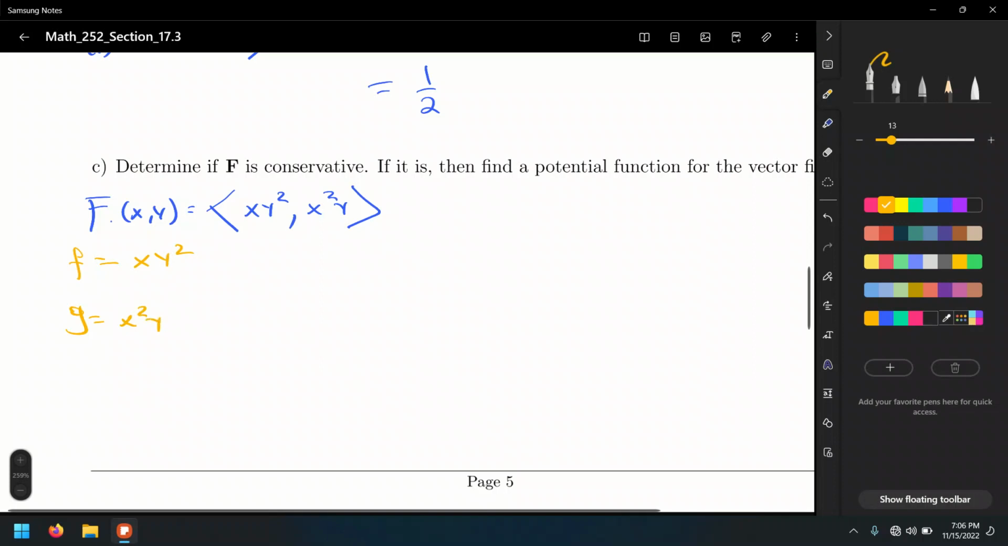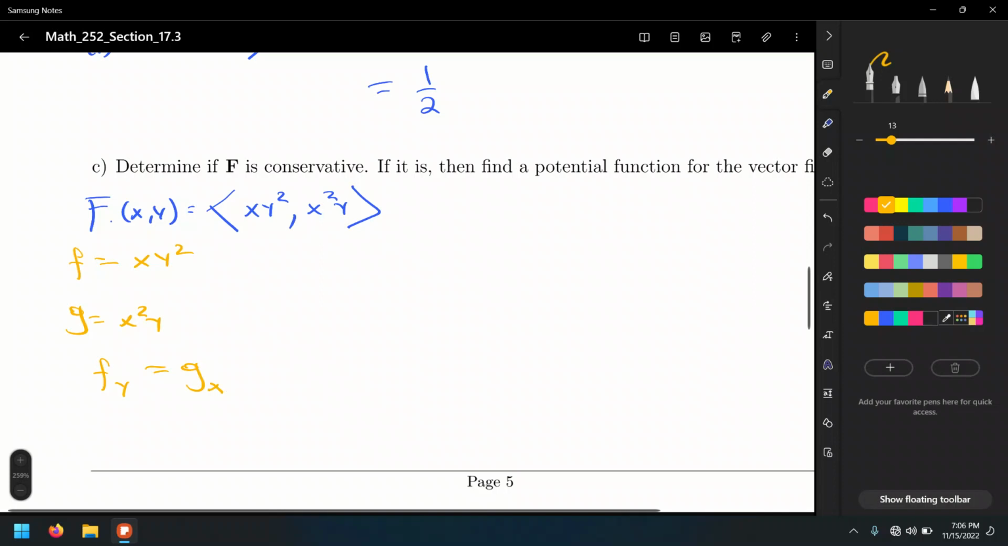So in order to determine whether that vector field is conservative, we need to perform a test. We need to determine whether the partial derivative of f with respect to y is equal to the partial derivative of g with respect to x. Let's see if that is the case.